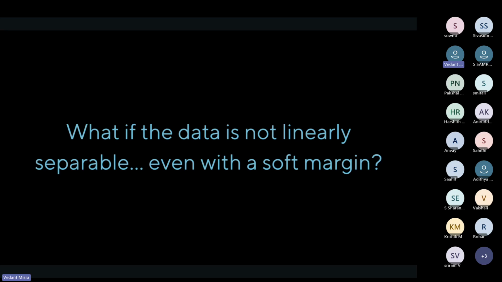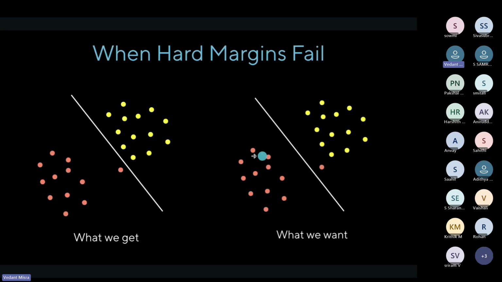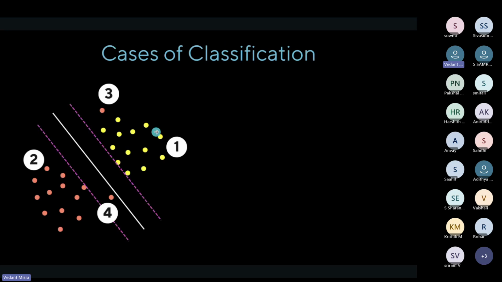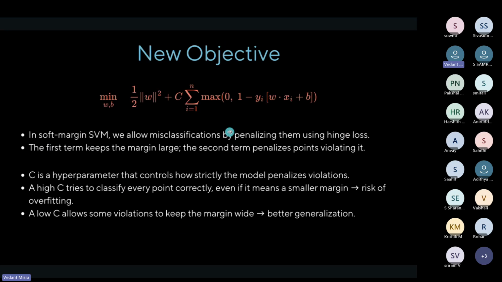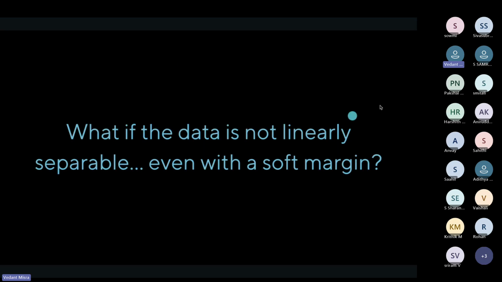Okay, fine. So what if the data is not linearly separable? Even with the soft margin, we saw that there was still a line that can separate the two. But there are obviously a lot of cases in real life when the data, you just can't separate it with a line. So because our SVM is a linear classifier, we can't do anything to the shape of our classifier.